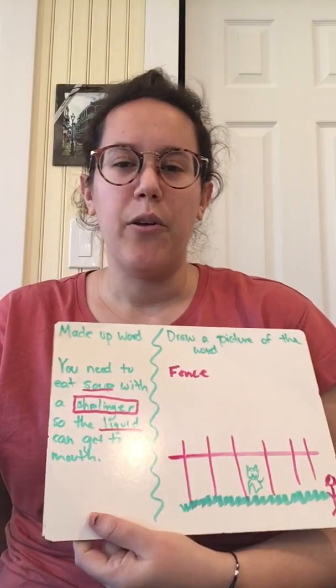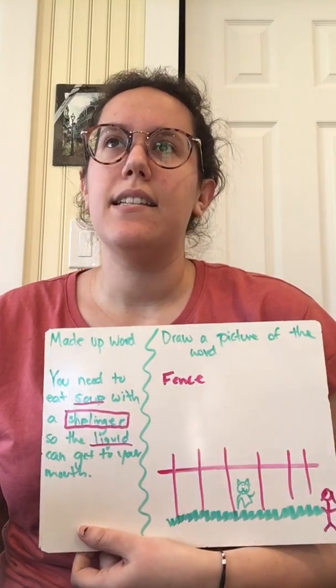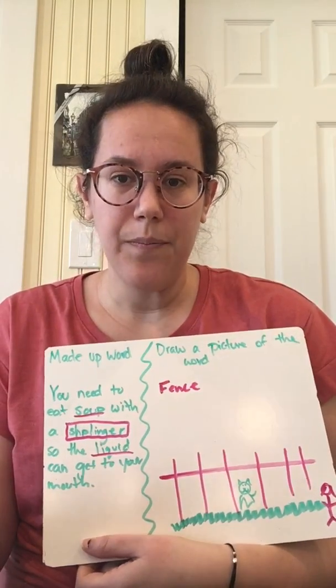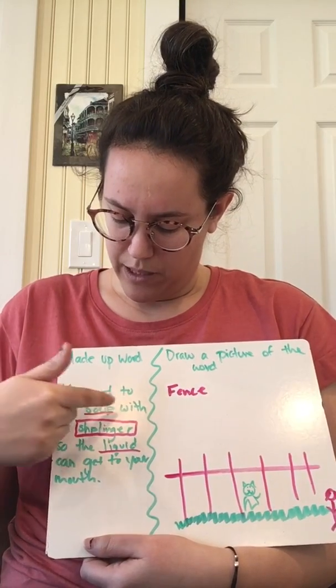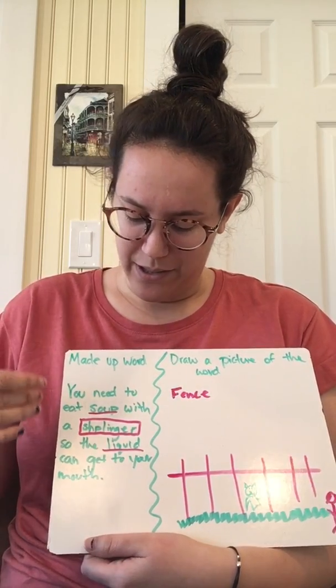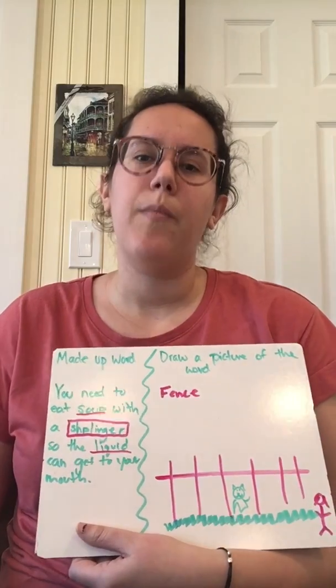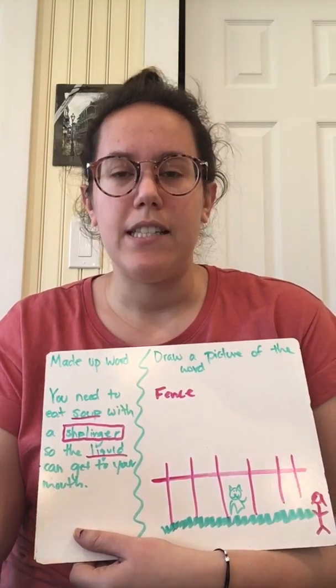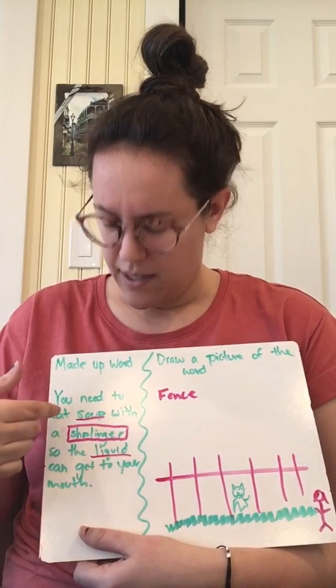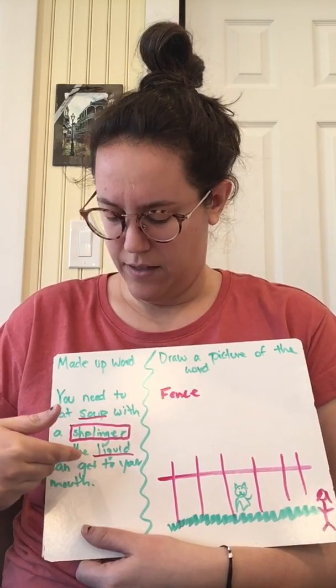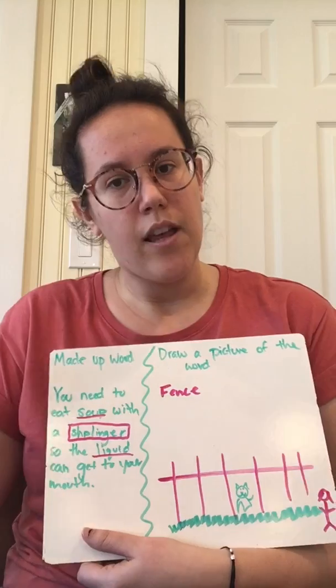So something I would do with her to start to go into this, just like a toe in the water at first, would be give her a sentence that has a made-up word in it. So my example was, you need to eat soup with a splinger so the liquid can get to your mouth. And I'd be like, okay, Renee, what do you think a splinger is? And she'd say, oh, I think it's a spoon. Why do you think it's a spoon? Oh, because you eat soup with a spoon and it says you need to get the liquid to your mouth and you can't do that with a fork.